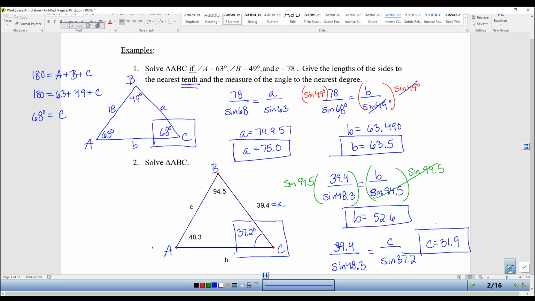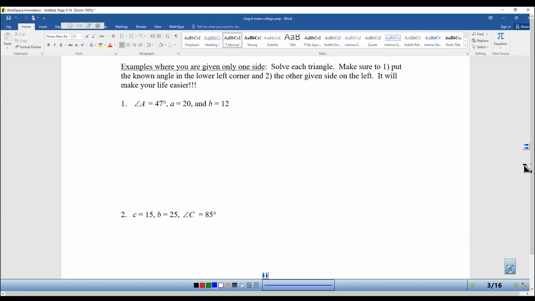I hope you're liking law of sines. Pretty straightforward, right? It gets harder. All right. So now I'm going to give you an example where you're only given one side. So in order, these are going to get trickier. So not all of them, but in order to make this work, put the known angle in the lower left-hand corner. So 47 degrees like that, and try to draw it kind of to scale.